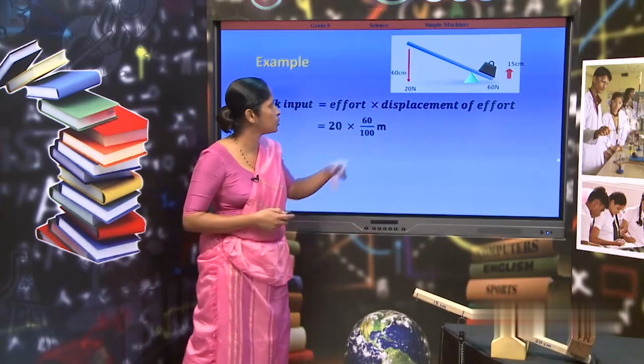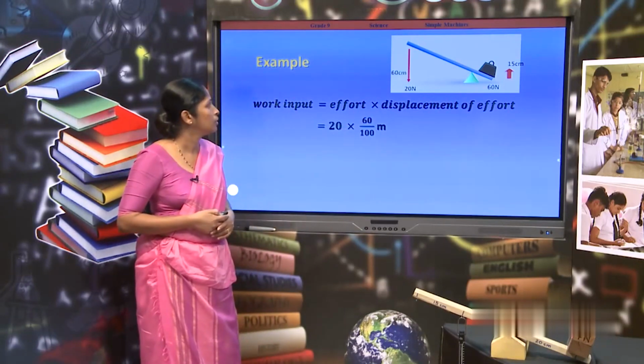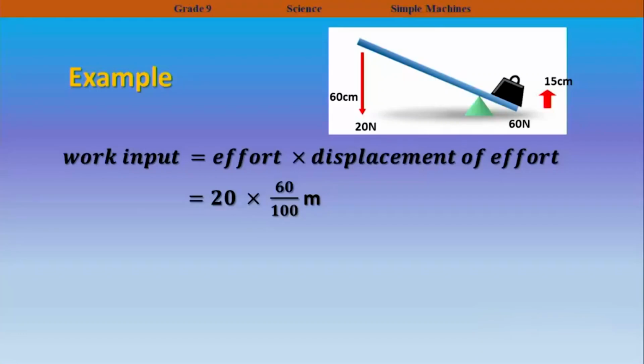Effort is 20 Newton, displacement moved by the effort is 60 centimeters, and you all know how to convert centimeters into meters. 60 centimeters divided by 100, because 1 meter equals 100 centimeters. The answer is 12 joules. What is this? Work done on the machine.